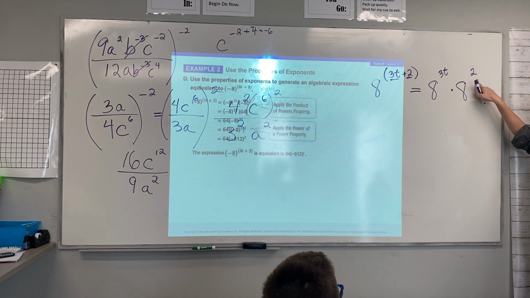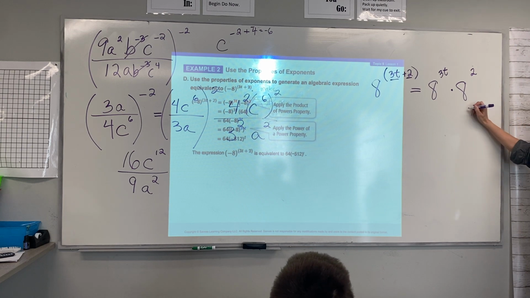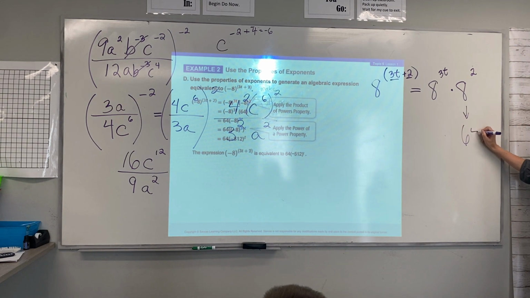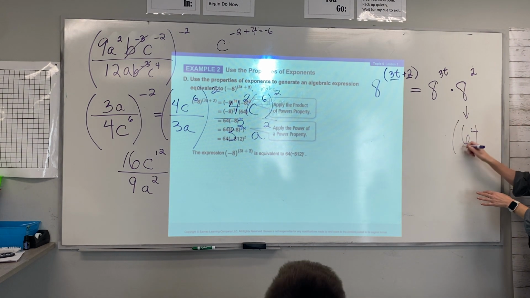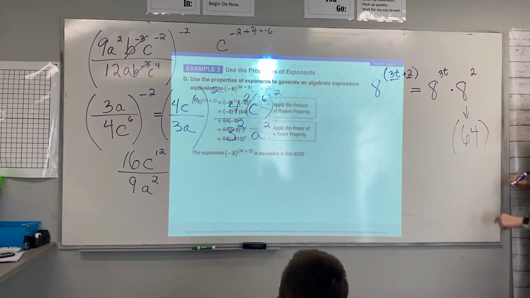8 squared is what? 64. Boom, simplified. So it's going to be 64 times whatever this is. I can go even further.